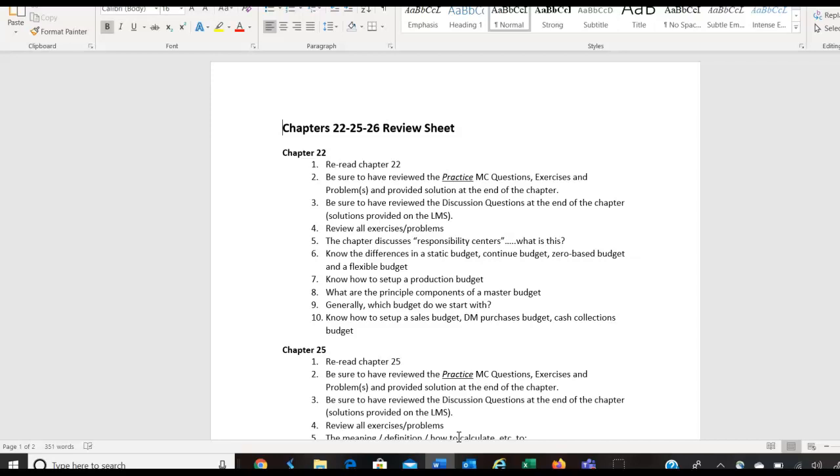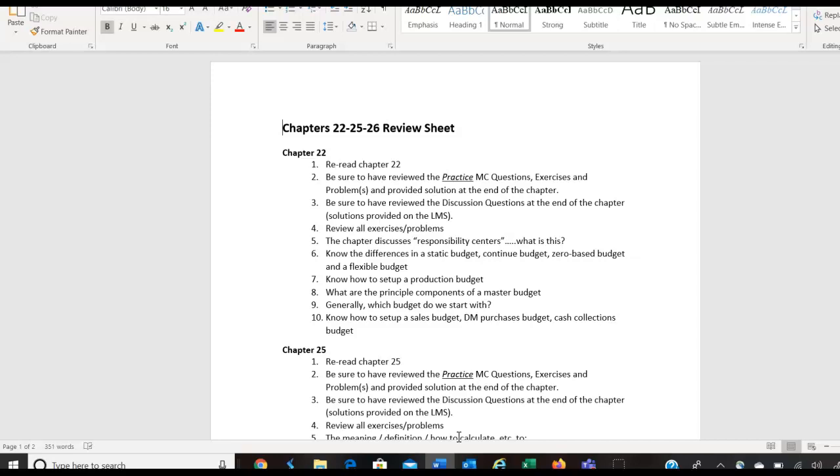On number six, know the differences in a static budget, page 1103, a continuous budget, page 1102, a zero-based budget, 1103, and a flexible budget, 1104. So pages 1102 through 1104 will make sure you understand what those are, and as well as make a note that ties to exercise number 2.